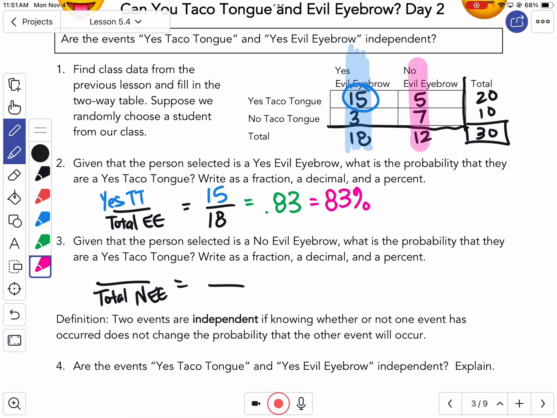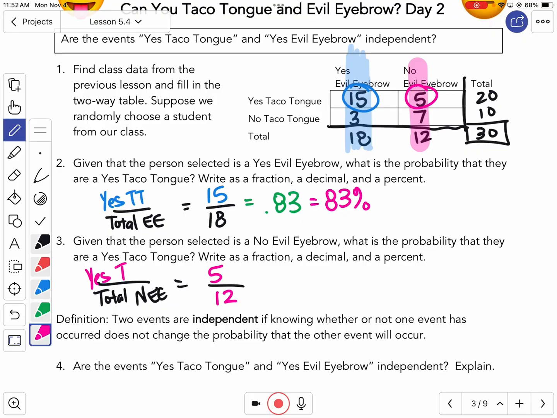12. Okay, so my denominator is going to be 12. All right, then of those 12, what's the probability that they're also a yes to the taco tongue? 5 at the top are yes to the taco tongue. So we're just reading it from the chart. All right, and so when we do that decimal, about 42. So give me about 42%. Okay, that is known as conditional probability.